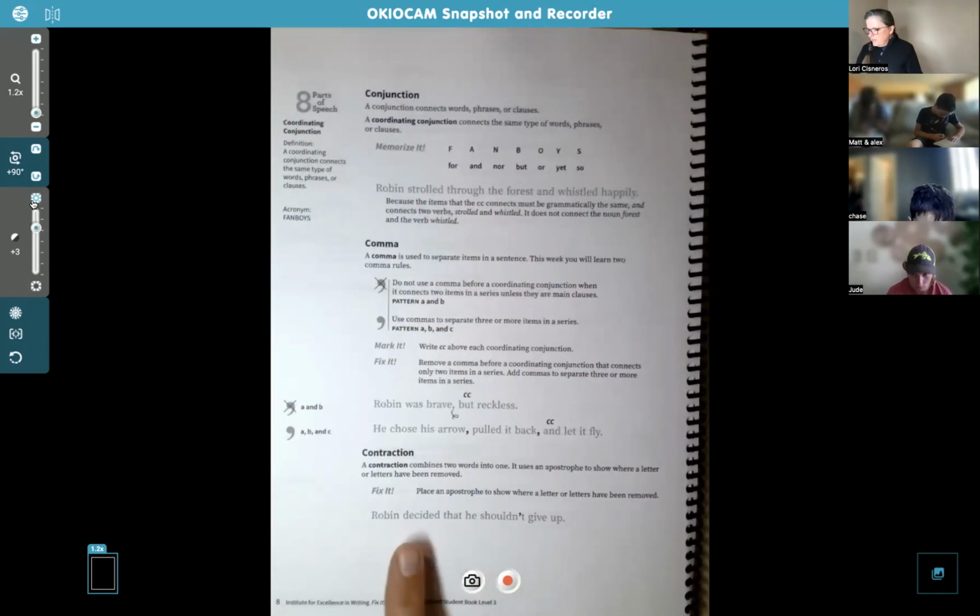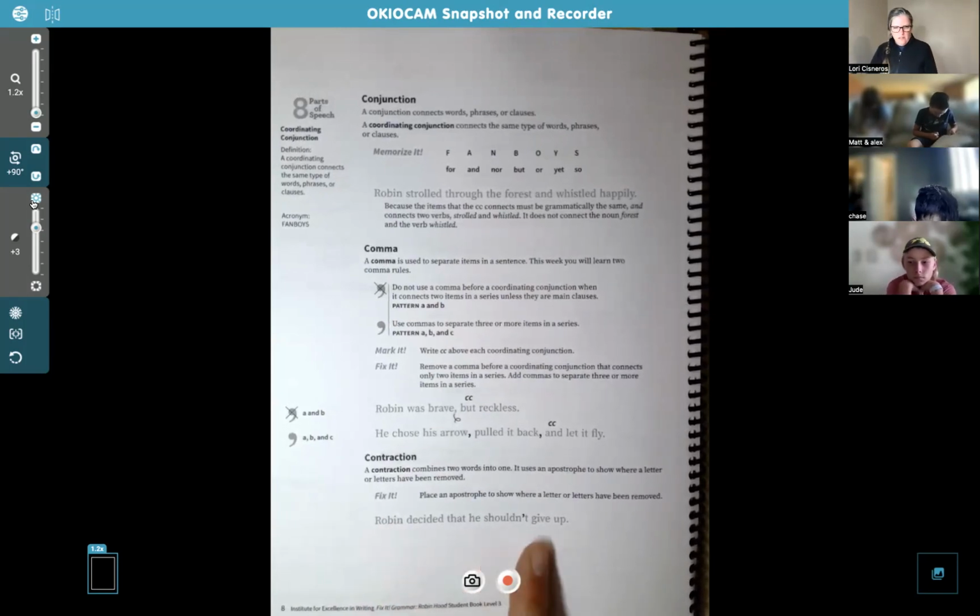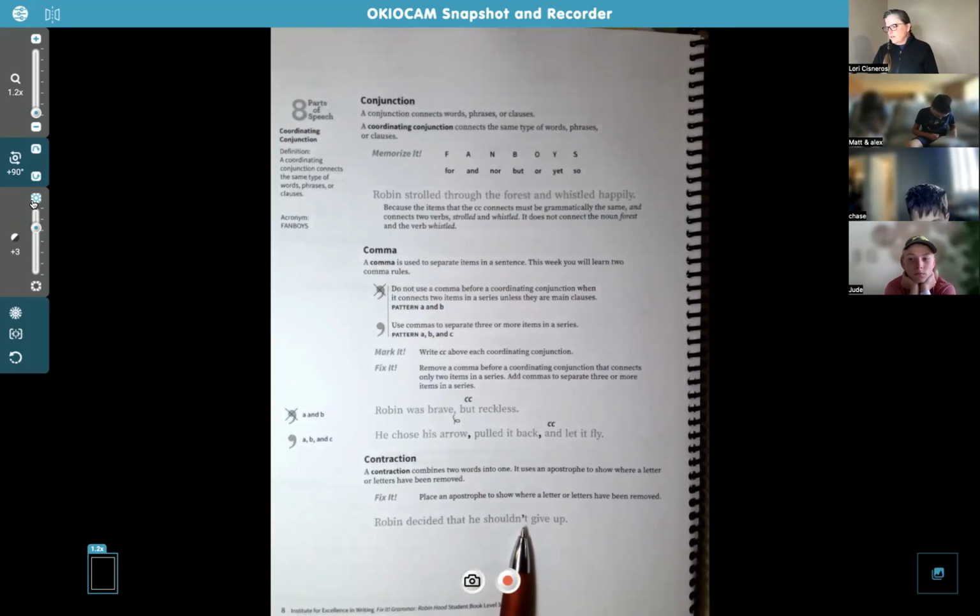And then here's your example. Robin decided that he shouldn't give up. So the apostrophe goes wherever you took out the letter, because this originally was should not. We took out the O in not, so that's where the apostrophe goes.